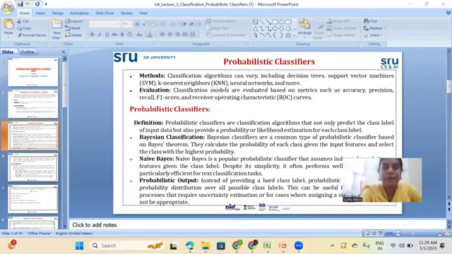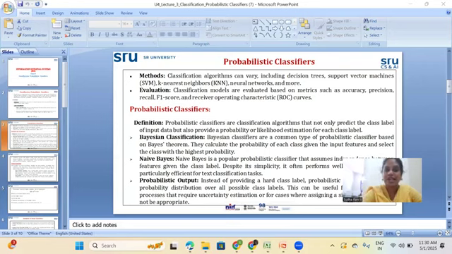Here we can see the Bayesian classifications, Naive Bayes classifications. Bayesian classifiers are a common type of probabilistic classifiers based on Bayes' theorem. This calculates the probability of each class given the input features and selects the class with the highest probability.